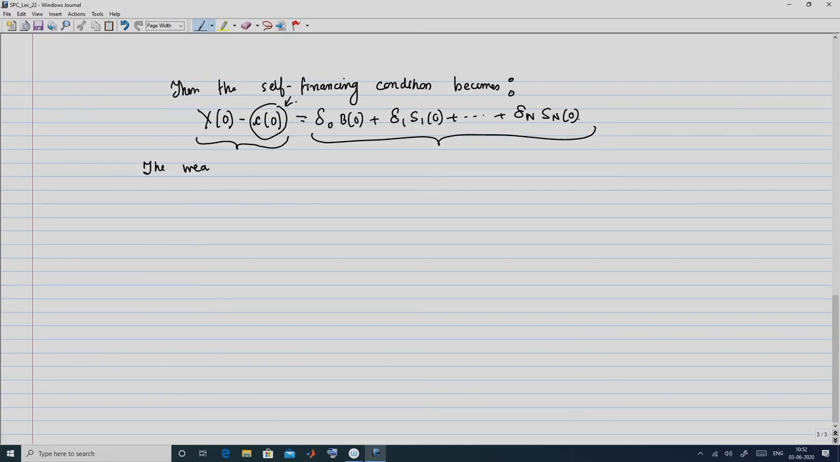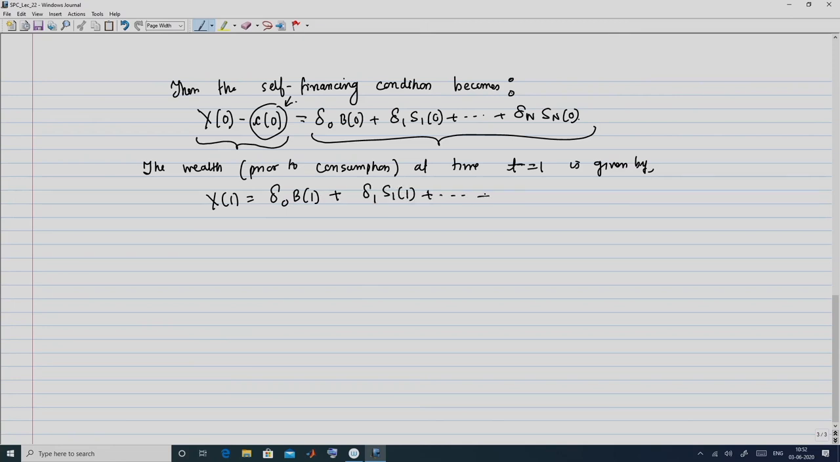And also, the wealth prior to consumption, as indicated in the preceding line of the previous page. So, the wealth prior to consumption at time t equal to 1 is given by, as before, X1 is equal to delta naught B1 plus delta 1 S1 of 1 all the way to delta n SN of 1.